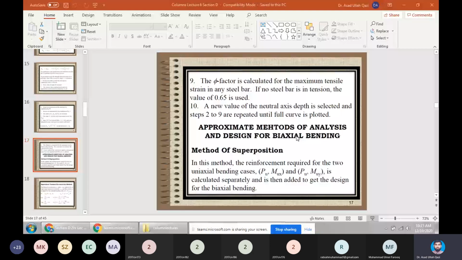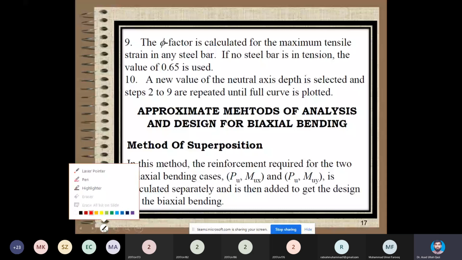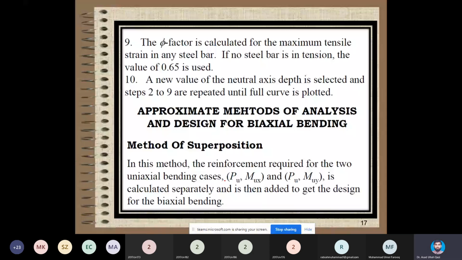Now, in this first method of superposition, it is simply an extension of the design of a column under uniaxial bending, because you need to design the column for both the moments MUX and MUY separately. First, you will design it for PU and MUX, consulting the pictures drawn for columns under uniaxial bending with various gammas and FC prime and Fy. They are available.